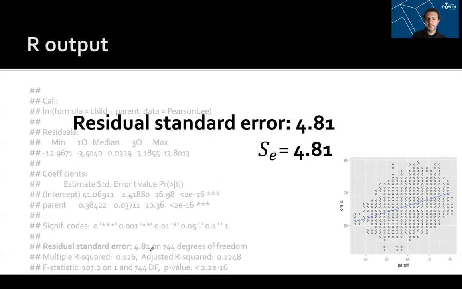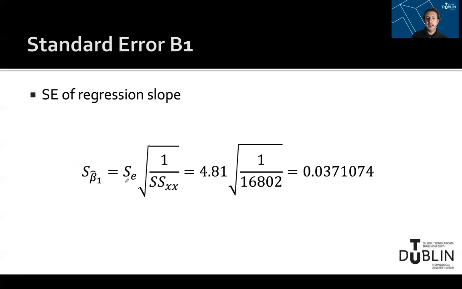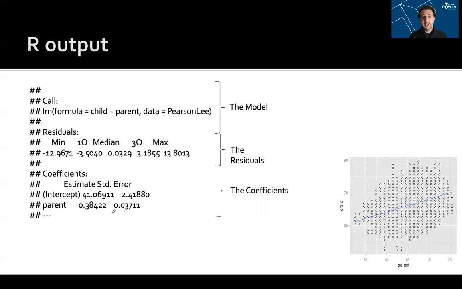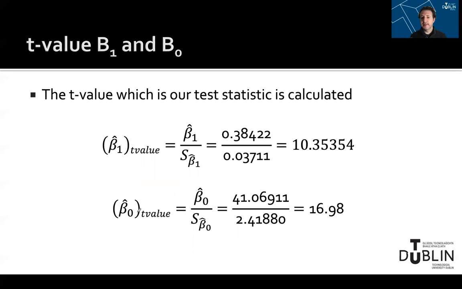The formula uses the residual standard error, 4.81. And so to calculate the standard error for beta 1, we take 1 divided by the square root of the sum of squares in the x direction, times the standard error. There's 0.371. Similarly for beta 0, which is the intercept, it's a bit more involved: 1 divided by n, the number of points, plus the mean squared divided by the sum of squares in the x direction. That gives us 2.4189. And that all is there already in the R output.